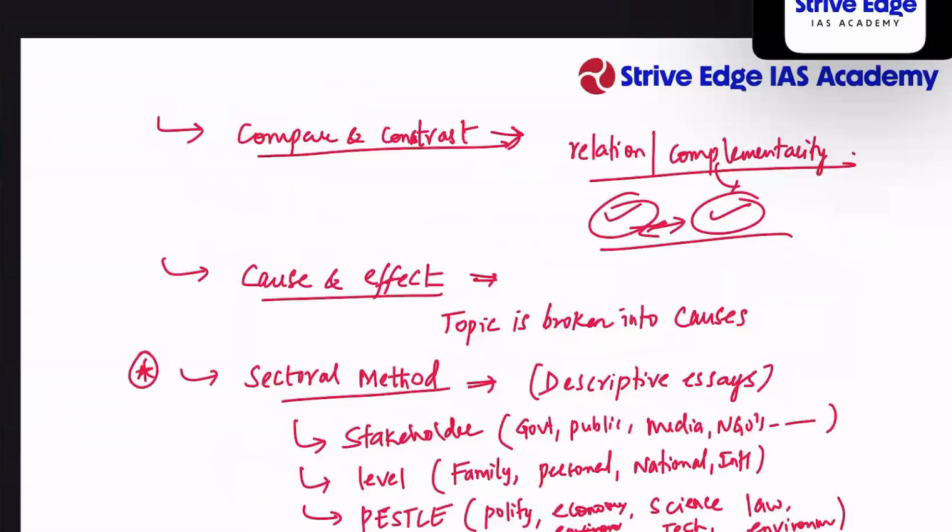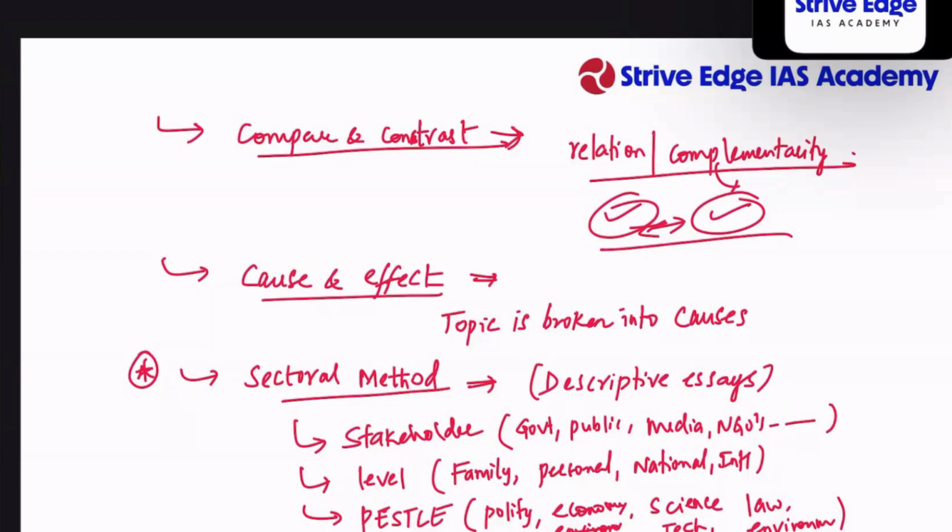Next, compare and contrast. It is not useful every time, but you find a relation or complementary things. You say that yes, this is true in one dimension, and here it is a contrast. You are comparing and contrasting. Then you take cause and effect: you break the topic into some causes, identify one particular cause, and then give the effect of that one particular thing.